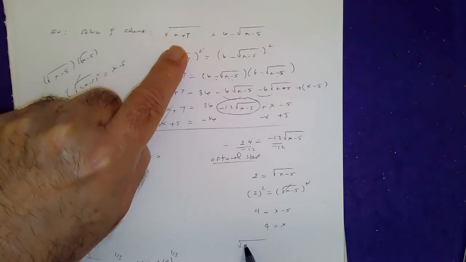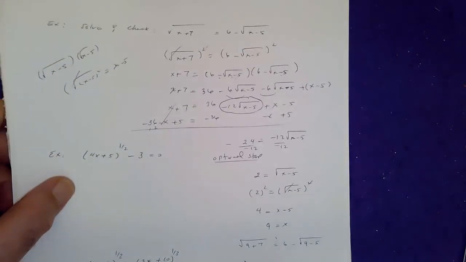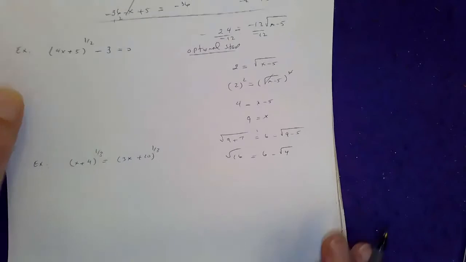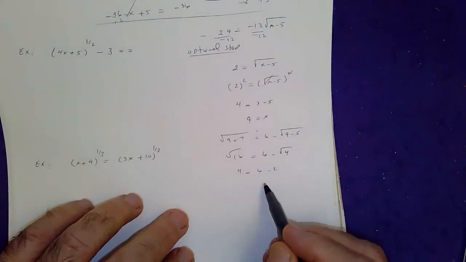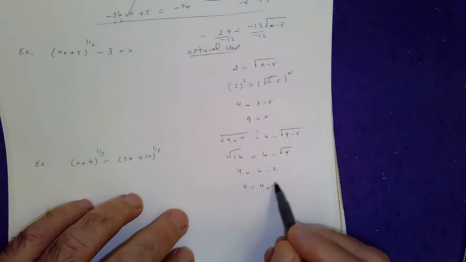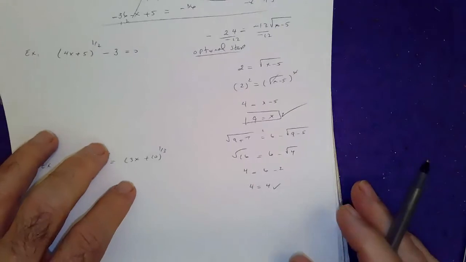What do we have? 9 plus 7, is that 6 minus the square root of 9 minus 5? 9 plus 7 gives you the square root of 16. That's 6 minus the square root of 4. The square root of 16 is 4. The square root of 4 is 2. That's 4 is equal to 4. Checks. So therefore, this is our final answer.